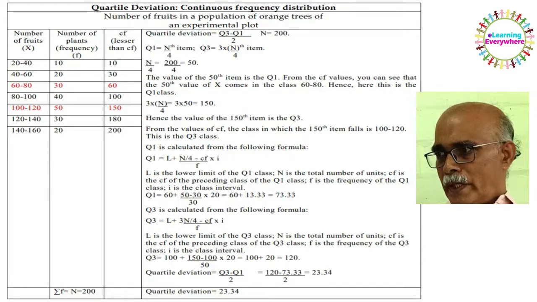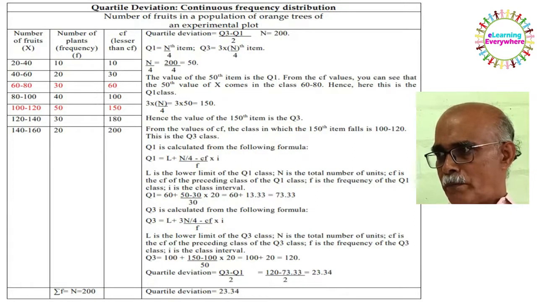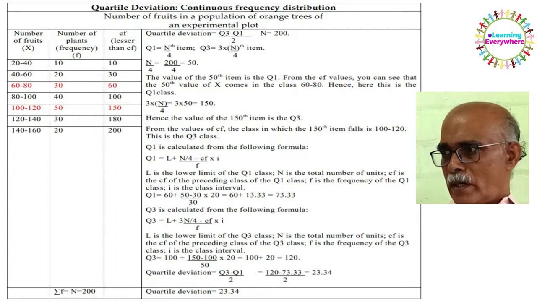So in the formula, you get Q1 by calculation. You are adding a value with 60, and the value to be added is 13.33, by using the formula. 50 stands for the N by 4. CF is the cumulative frequency of the previous class of the Q1 class. 30 is the frequency of the Q1 class. And I is the class interval.